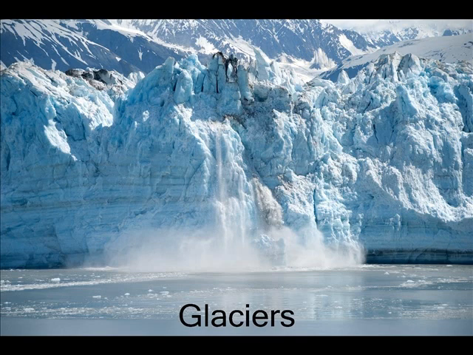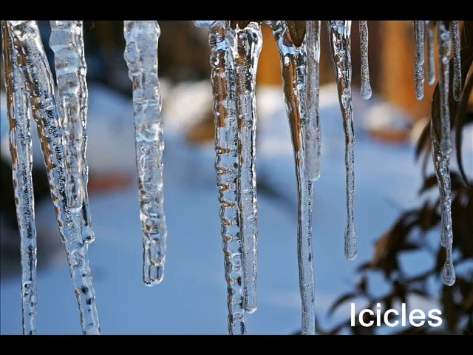Glaciers are huge mountains of ice that can be found near the North and South Poles. This particular glacier is located in Alaska. It takes a really long time for this kind of ice to melt. You've probably seen some of these before. These are icicles. They are made when water freezes while it is dripping. They are a beautiful sight in the winter.